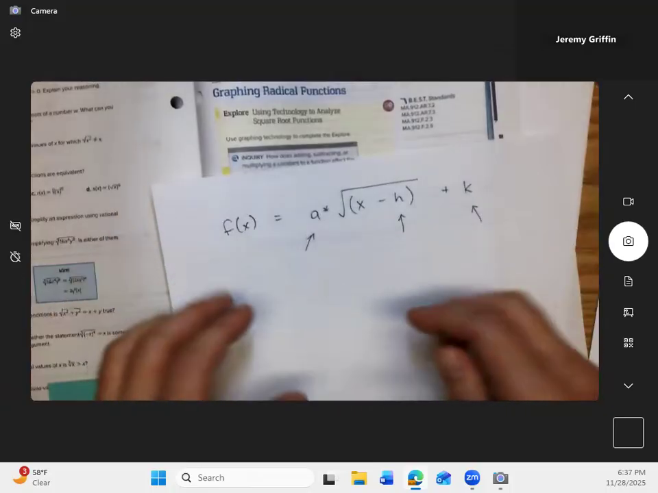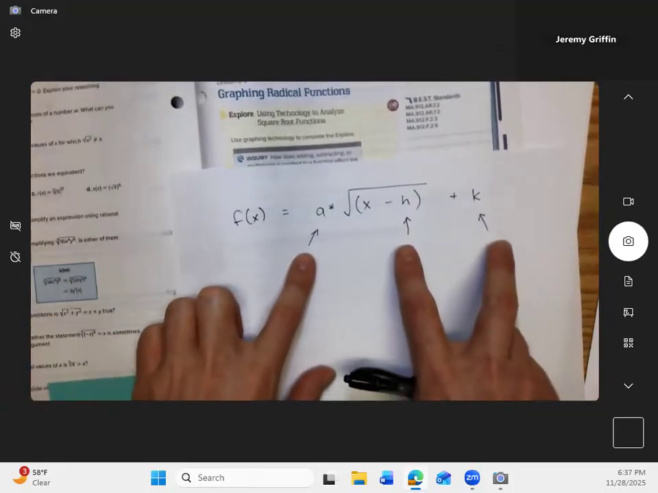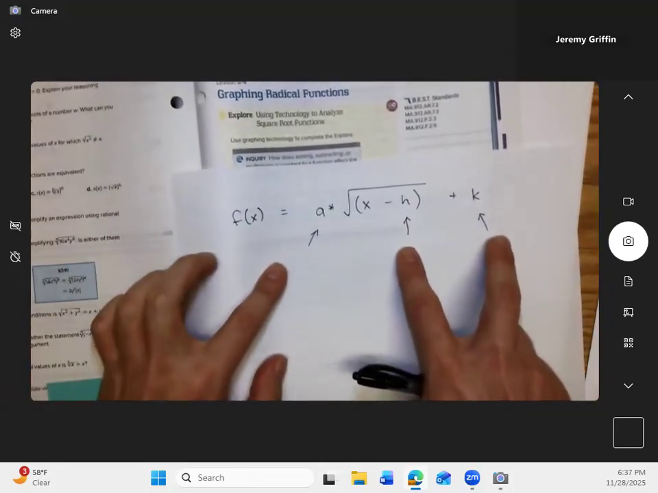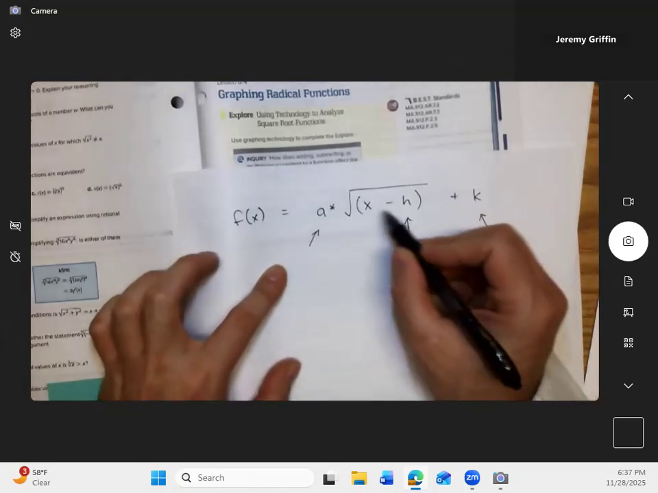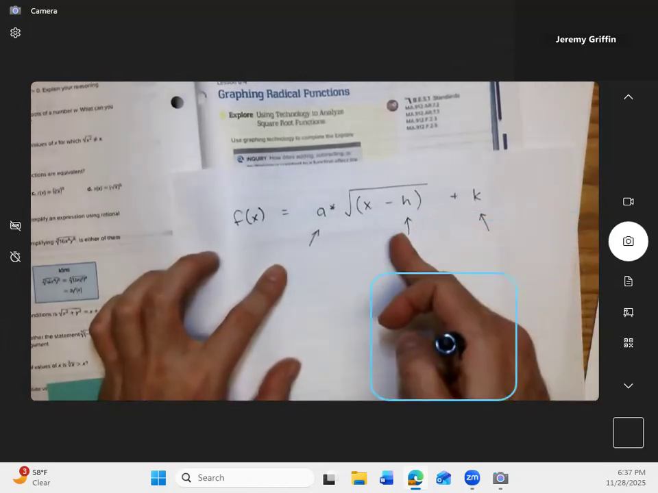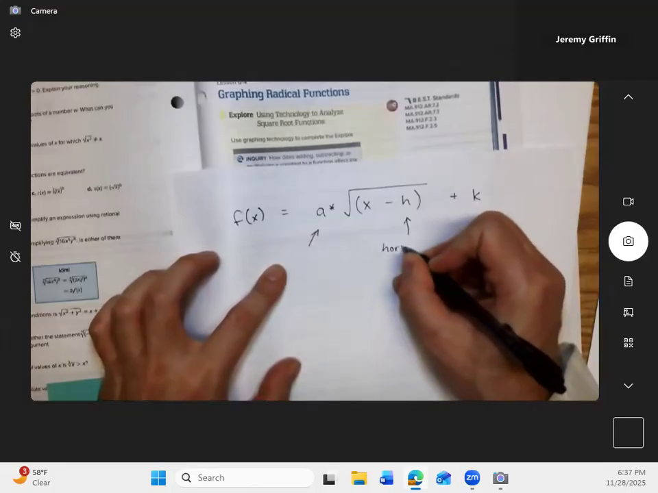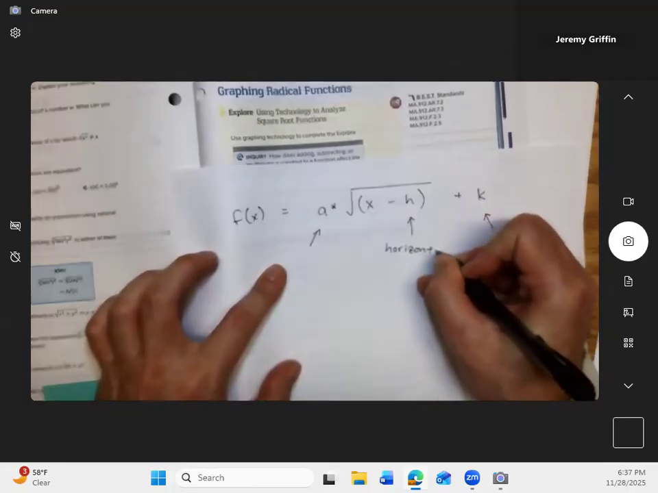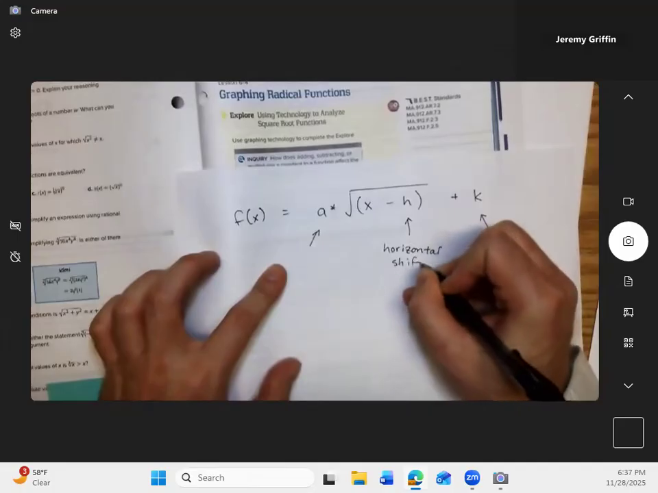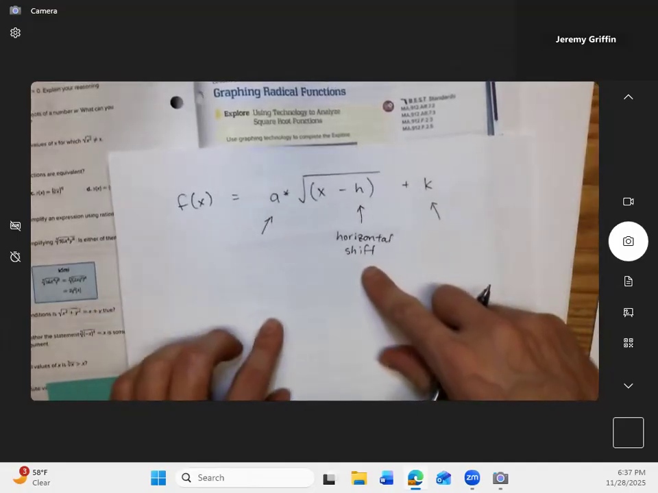But how do you shift this around, right? So here, your book focuses on three ways to shift this around. Okay? So if you do minus h inside, that could shift it to the right h units. So I'll call this a horizontal shift. They might call it horizontal translation, a little fancy term, right?